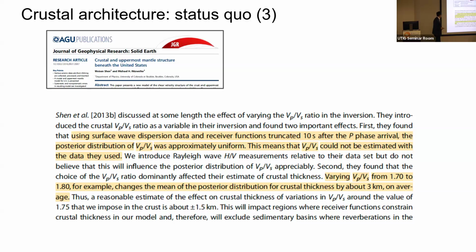One problem is that I'm truncating the body wave signal to use just the first 10 seconds, because the later signal will be noisier and it's going to be distance dependent. It's less reliable for me at that time. So I have this problem. I don't get those reverberations, so I don't get to see the VPVS ratio of the crust. But it can affect my surface wave data.